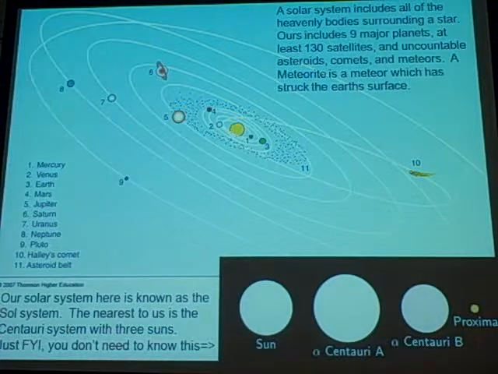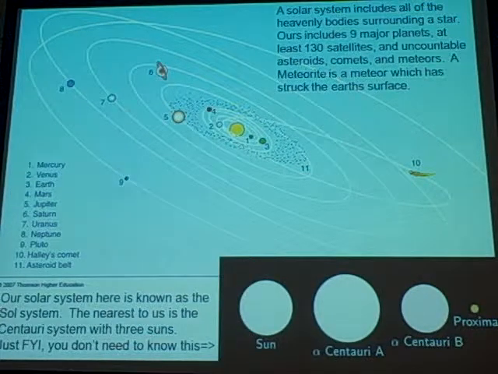So, solar system. Our solar system is all the bodies that are going around our sun. So, Earth, other planets that you see on the list here. That's all the stuff that's going around our sun is our solar system. Solar meaning sun, right? Makes sense?